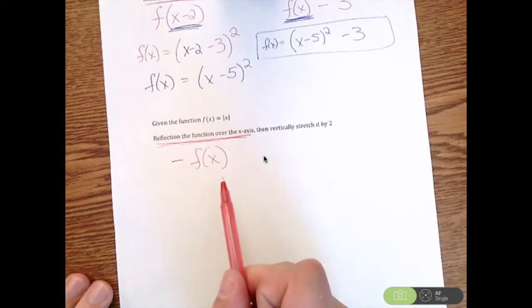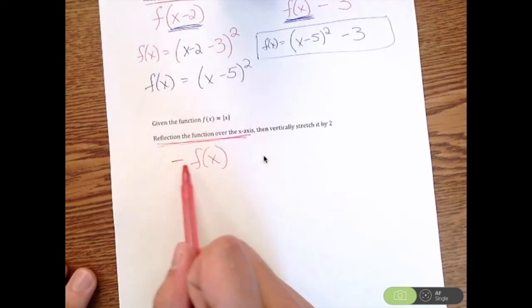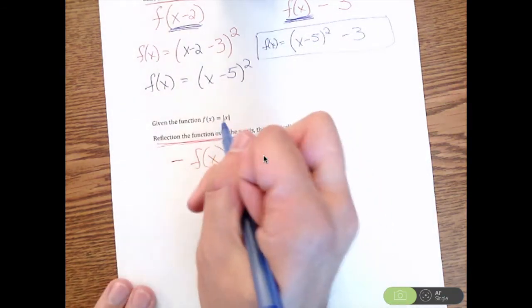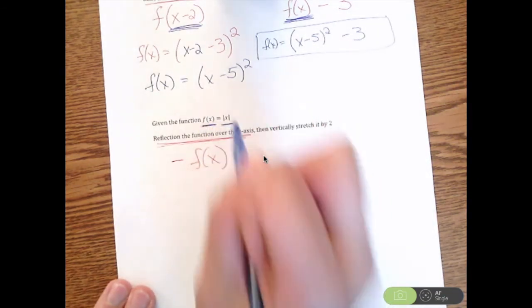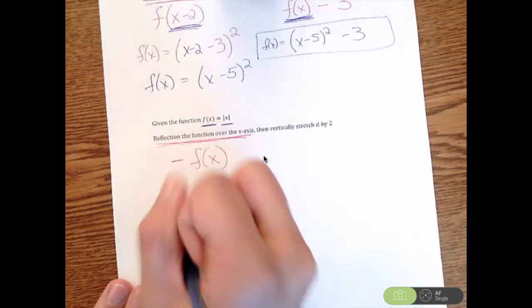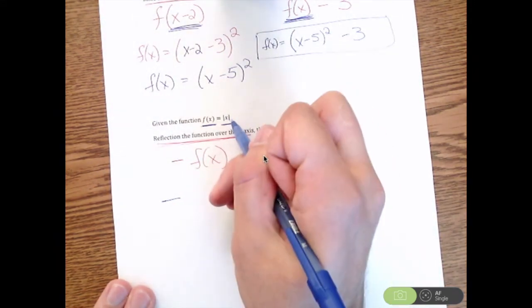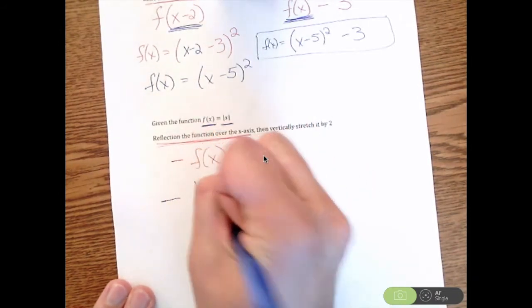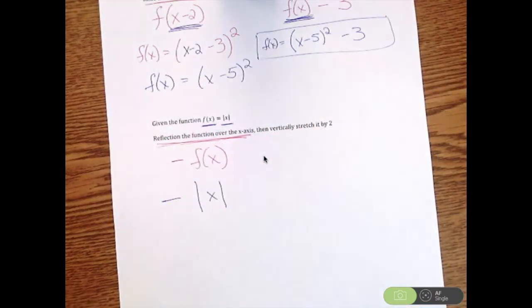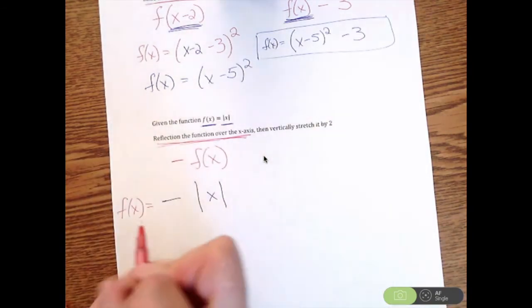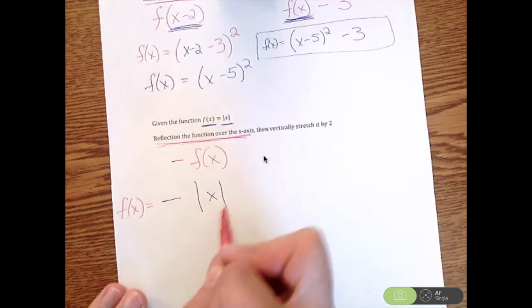So I don't need to worry about h or k, I just want a negative out front of my f of x function. So I'm going to take f of x, which happens to be the absolute value of x, and substitute it in here. So I already have the minus sign, and as I substitute this in, I'm going to have a negative absolute value of x. This is my new function f of x. So f of x is now negative absolute value of x.